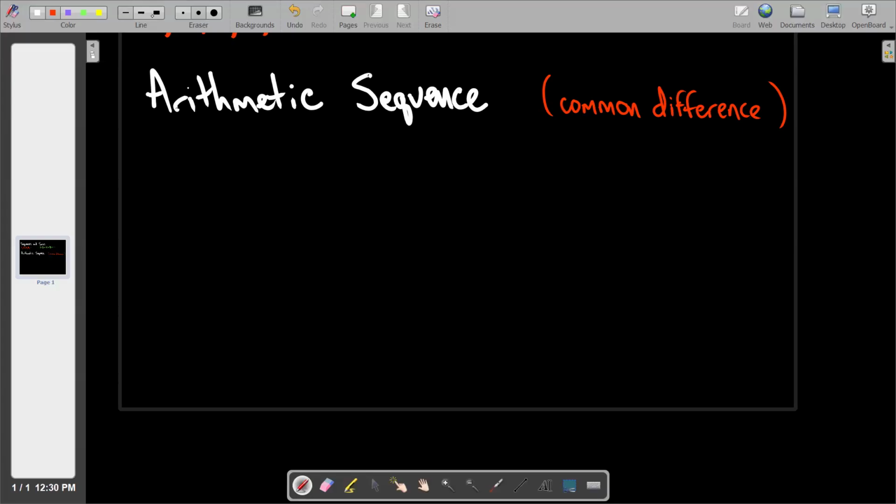But in an arithmetic sequence, there's what we call a common difference. And that basically means that in an arithmetic sequence, the numbers change by plus or minus. So we can write that down. That'll help us to remember what this means. So arithmetic refers to basically plus or minus.